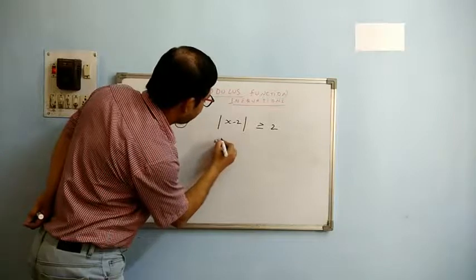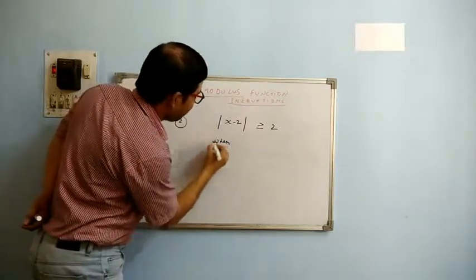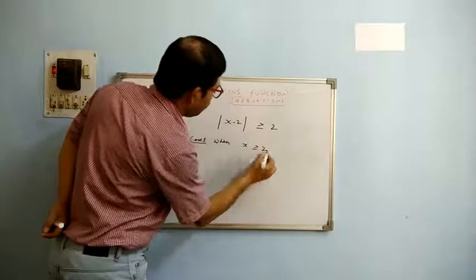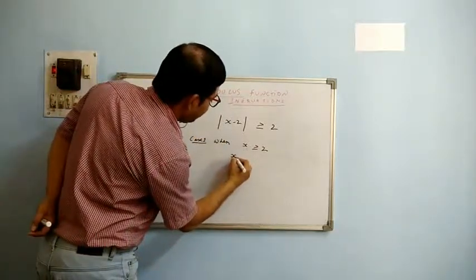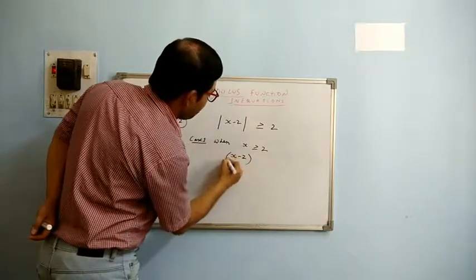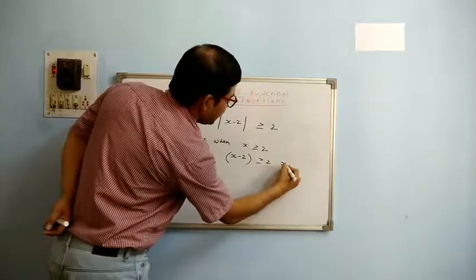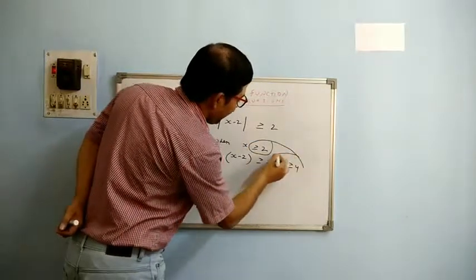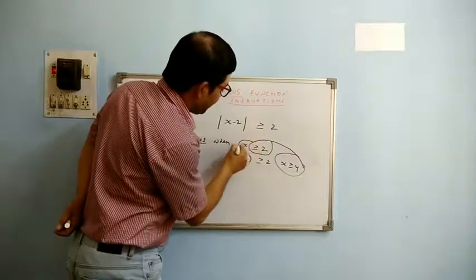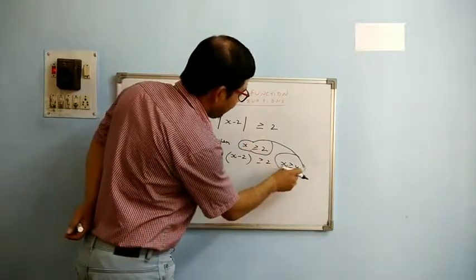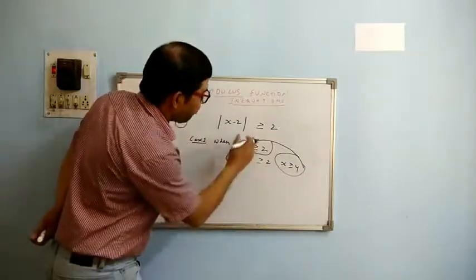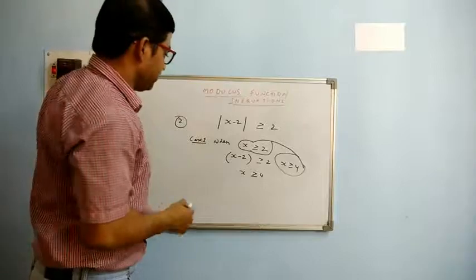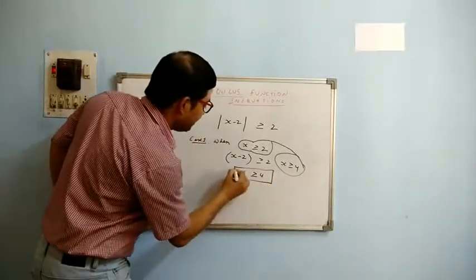I am taking case 1. You just make a habit of writing in this fashion. Case 1: when x is greater than or equal to 2, this is positive. So what is the inequation coming out to be? x minus 2 is greater than or equal to 2, so x is greater than or equal to 4. We have to combine the two things, what we have assumed and what we have got. According to our assumption x should be greater than or equal to 2, and ultimately we are getting x greater than or equal to 4. Combining both, if x is greater than or equal to 4, this satisfies both conditions. So the solution of that case is this.